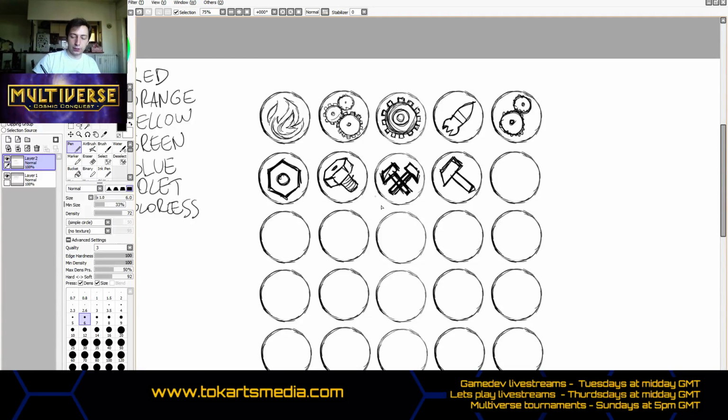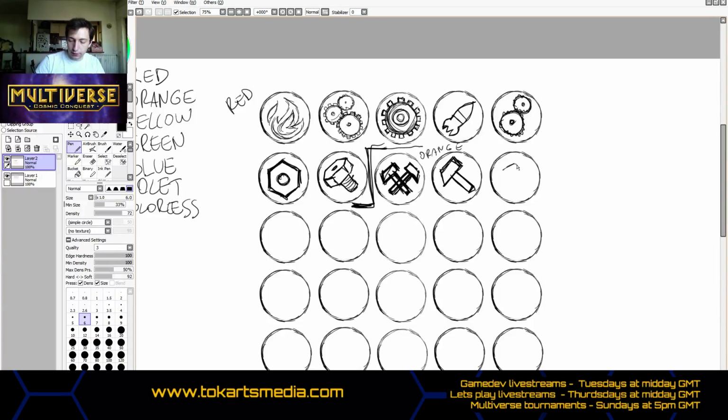So actually, let's do a division. This is red. This is orange. So either hammer, 2 hammers, or let me think. What else did I draw here? A hand, like a fist, holding a hammer, or just a fist.